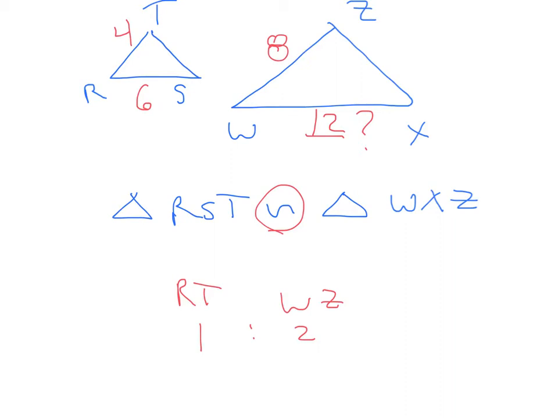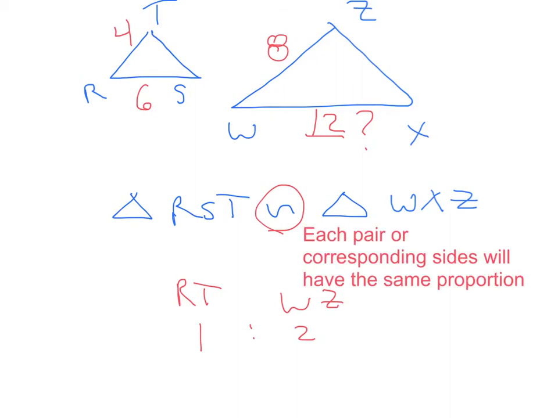Corresponding sides will be proportional. So in this case, we know that each side of the polygon, in this case a triangle, will have the same proportion. So once again, we have 4 and 8, 6 and 12, and let's say that this is 3, and this will be 6. So here, RT is proportional to WZ, RS and WX, and XZ and ST are the corresponding sides, all having the same proportion of 2 to 1.